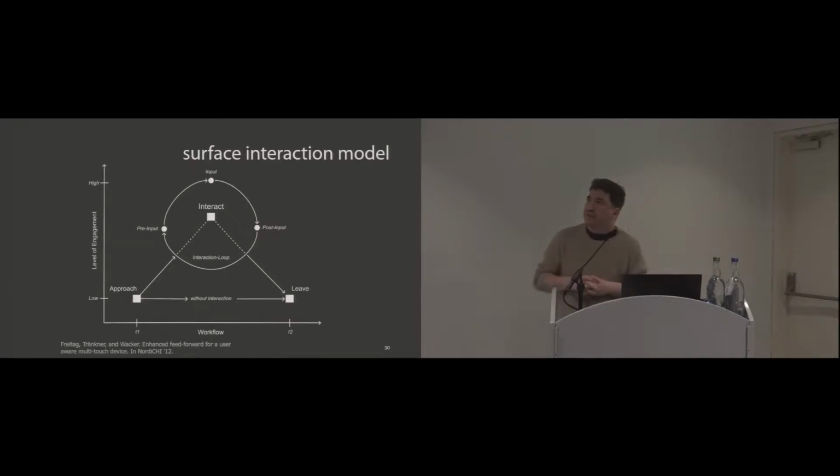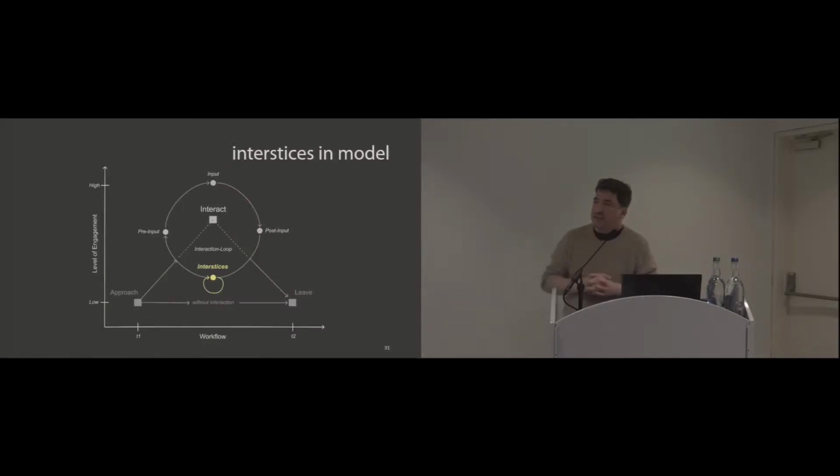So there have been existing surface interaction models that have described the level of engagement with touch input. In this particular model, you approach, then you have a pre-input phase where your hand is moving towards the surface, and then you have the actual input performed, and then there's a post-input phase, and that loops back around, or you can leave. And the idea here is that a number of prior works have looked at designing gestural interaction around these pre- and post-input phases.